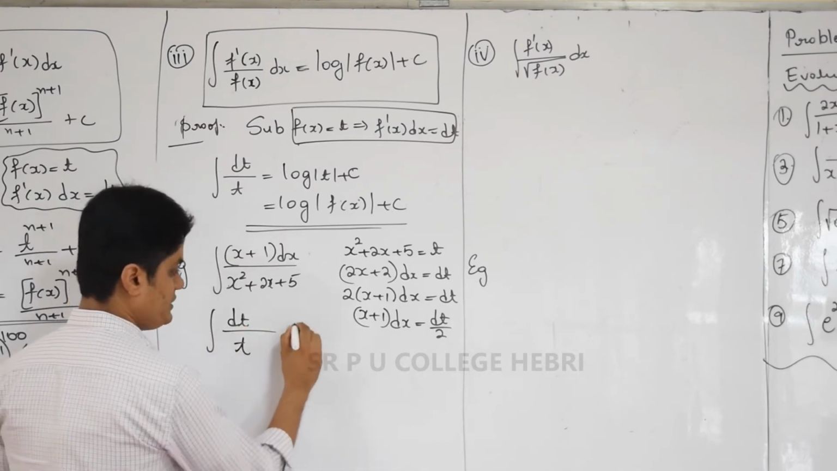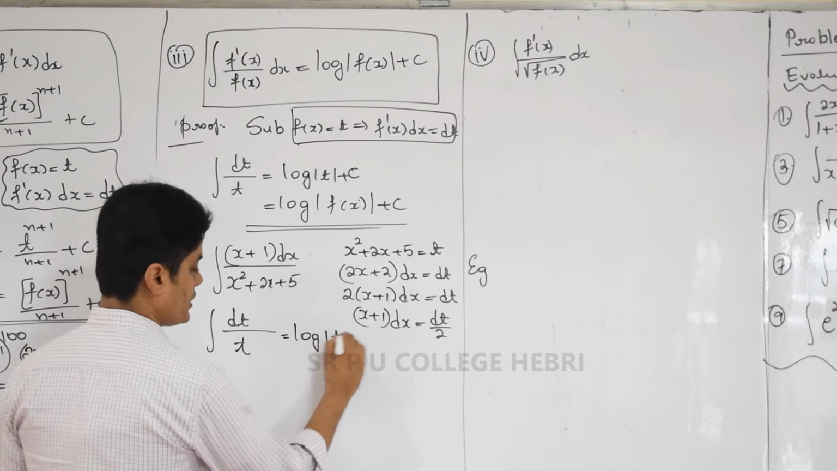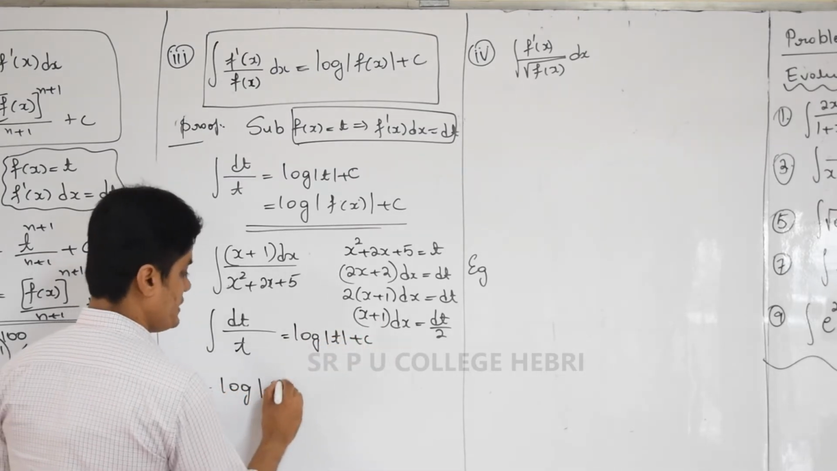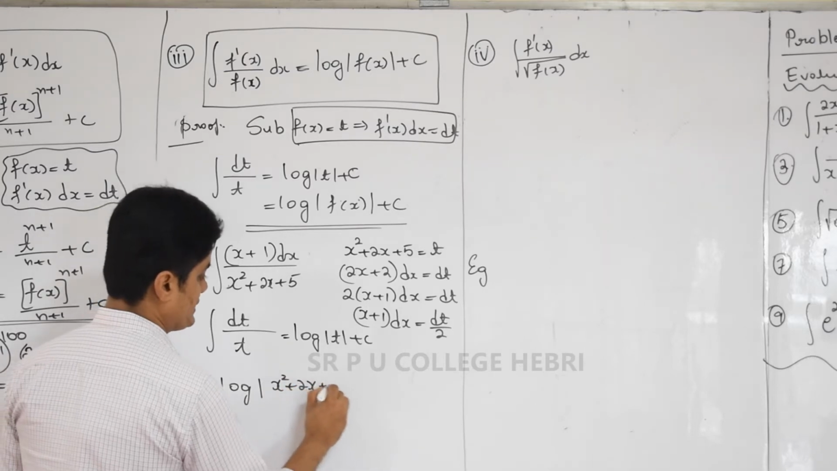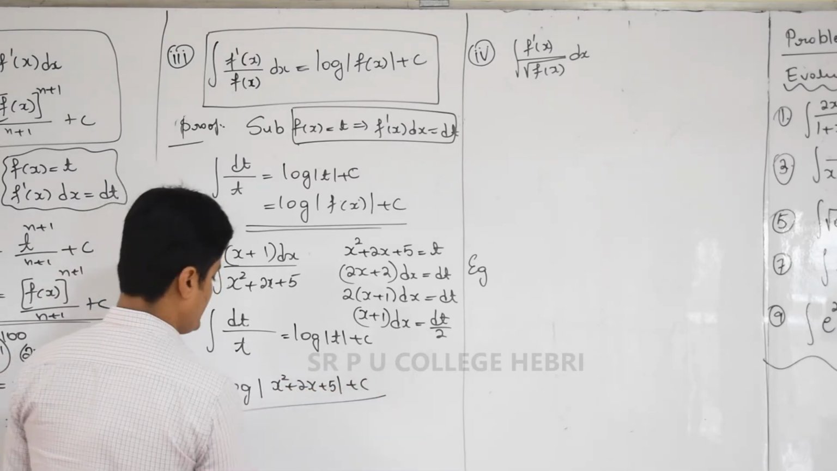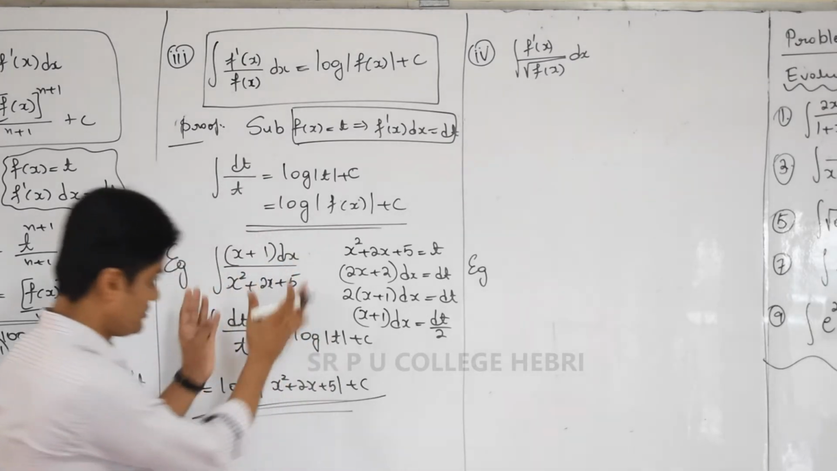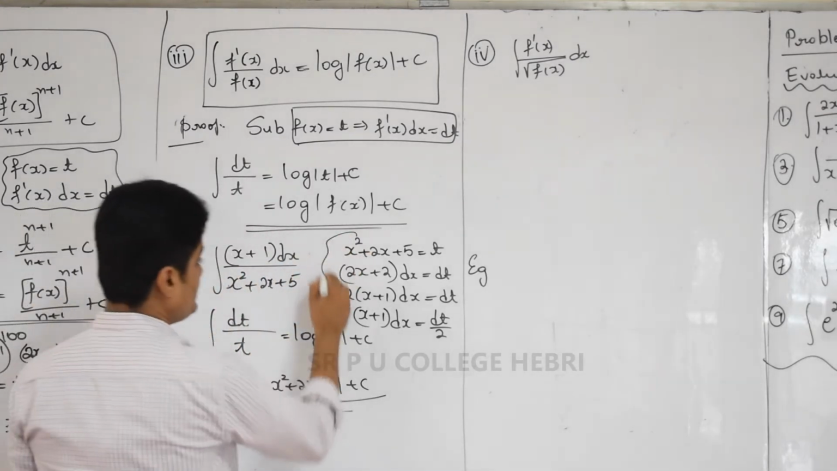So what is the answer? Log of mod t plus c. So that is log of, what is t? x square plus 2x plus 5. As I told, the final answer must be in terms of x only. So I hope you understand this procedure. This is an important task.